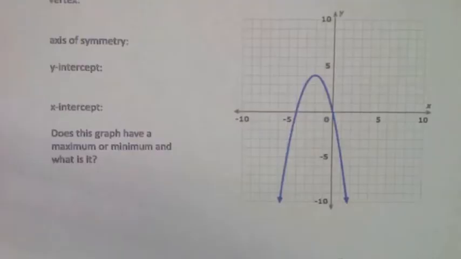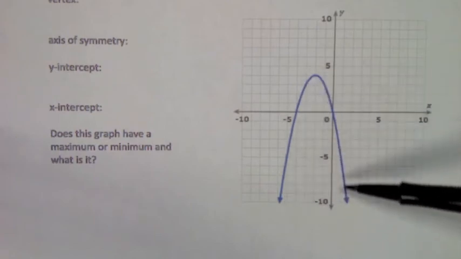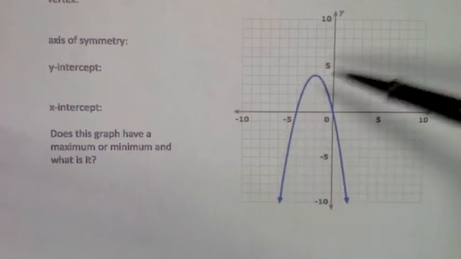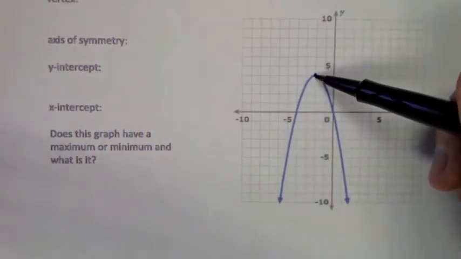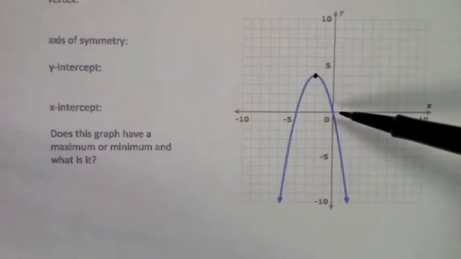Our first example, we're going to look at this graph right here, and we're going to find each one of these. We're going to find the vertex, the axis of symmetry, the y-intercept, the x-intercept, and whether or not it has a maximum or minimum, and what that maximum or minimum is. The vertex is the point where this graph begins to change, and that would be right here. This is the vertex. What I need are the coordinates for that.